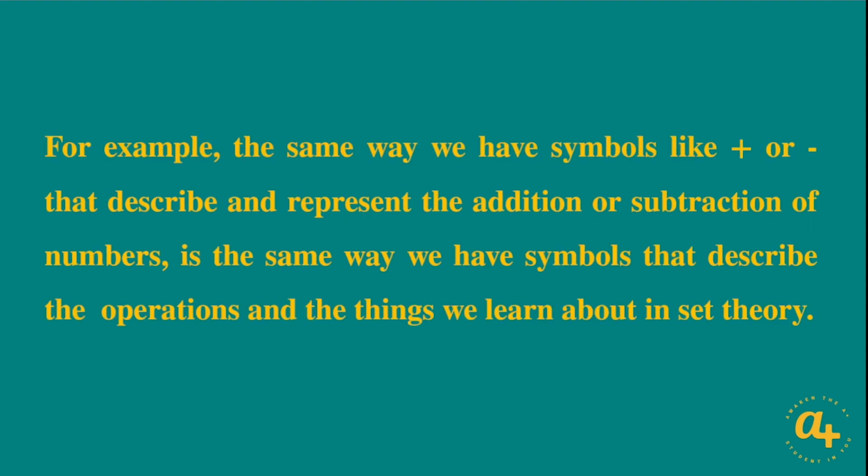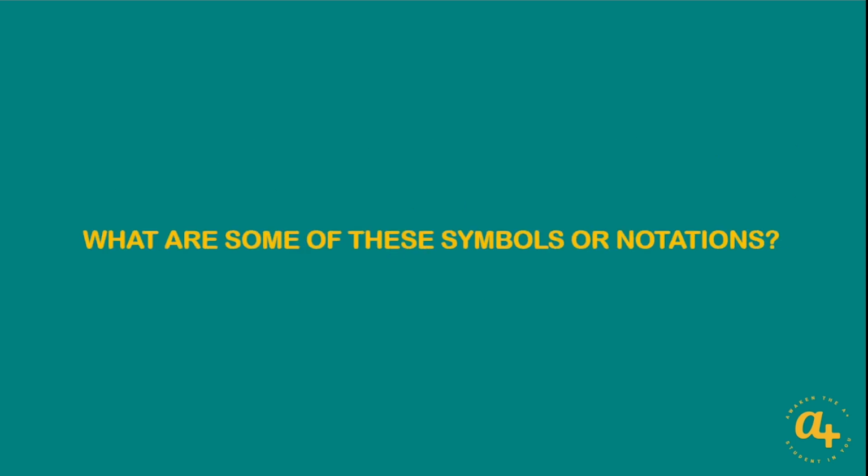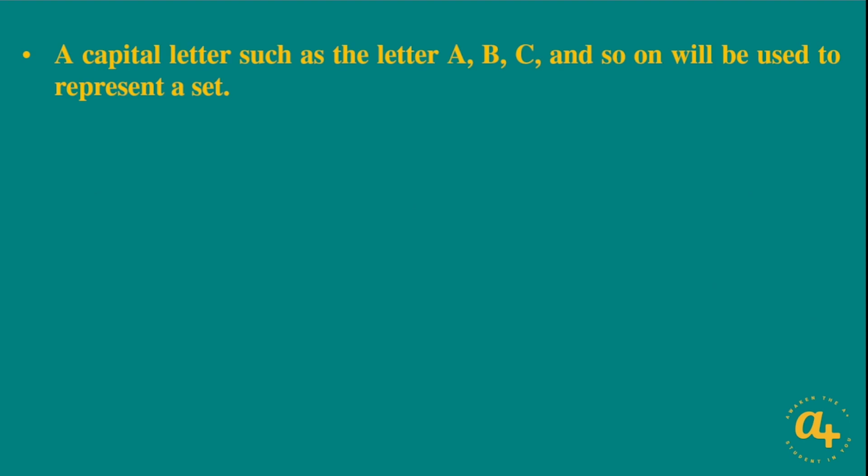For example, the same way we have symbols like plus or minus that describe and represent the addition or subtraction of numbers, is the same way we have symbols that describe the operations and the things we learn about in set theory. So, what are some of these symbols or notations we learn about in set theory? Well, we can start with capital letters. A capital letter such as the letter A, B, C, and so on will be used to represent a set.